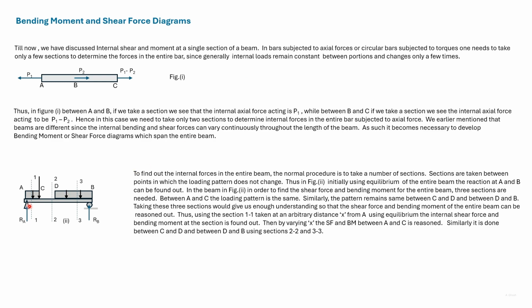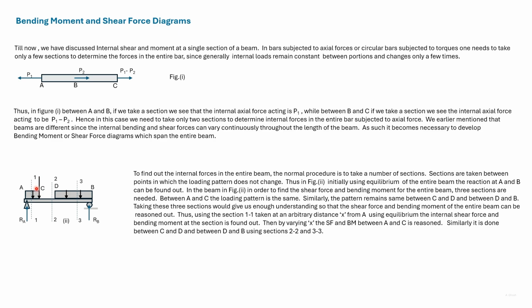Now consider this beam with the loading as shown. There's a uniformly distributed load between D and B and a uniformly distributed load between A and C, and there's a point load acting at C. To start with, we can take moment about B and find out Ra, and take moment about A and find out Rb. To give the shear force and the bending moment diagram of the beam, we'll take three sections, 1-1, 2-2, and 3-3 as shown.